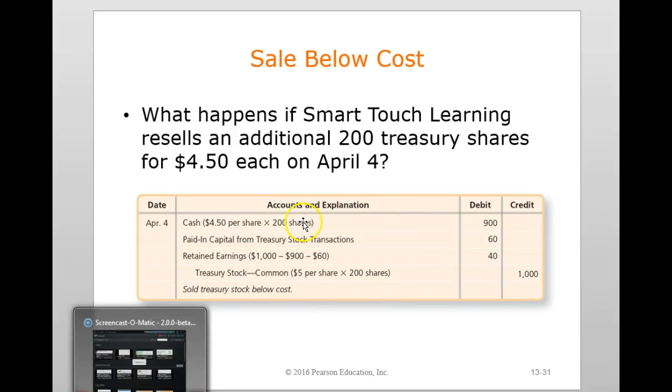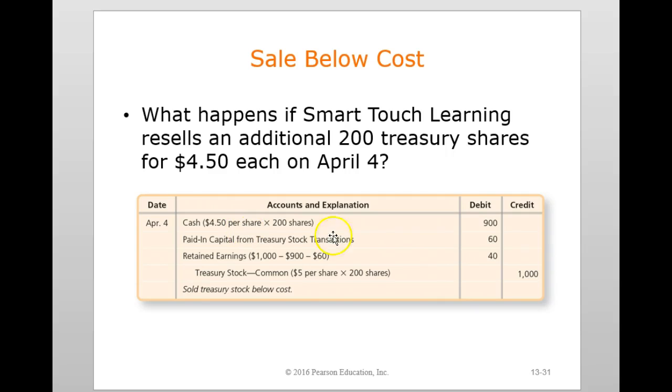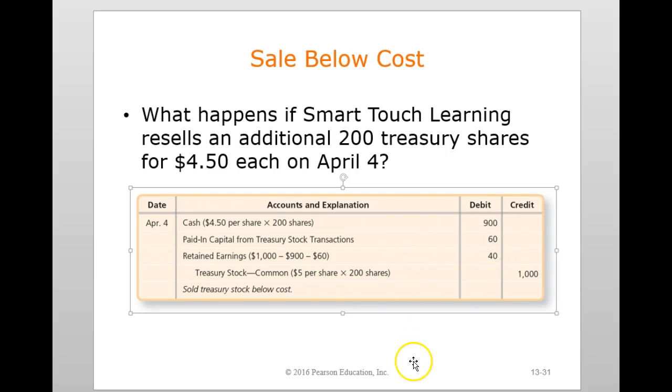So now we come down and we sold it for $4.50. And we actually have a deficit of $100. So we can take as much as we can out of the one paid-in capital, which is $60, okay? And now, I've still got $40 that isn't accounted for here. That would come directly out of retained earnings. And then you would credit the $1,000 to empty out the treasury stock account. That's a bit confusing.